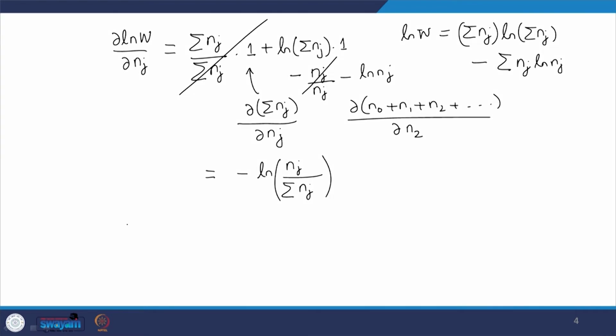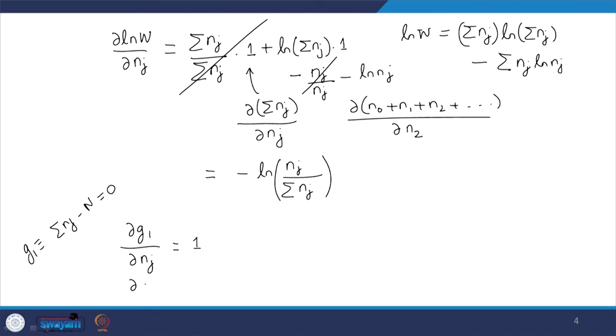Now, there are two other derivatives here, that is dou g1 by dou nj, and g1 in our case is summation of nj minus n is equal to 0. The same rule applies there. For the summation over nj, only one of the nj values will remain, for which I am taking derivative, and that is equal to 1. And similarly, dou g2 by dou nj, where g2 is summation of nj epsilon j minus e is equal to 0, this gives me epsilon j.